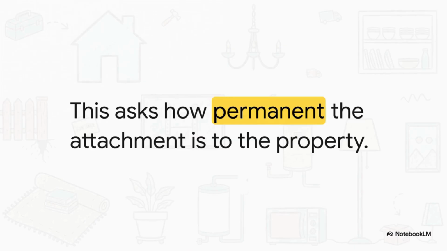Let's zoom in on that first letter, method of annexation, which is just another way of saying attachment. This asks how permanent the attachment is. The main point here is evaluating that physical connection to the land or structure.